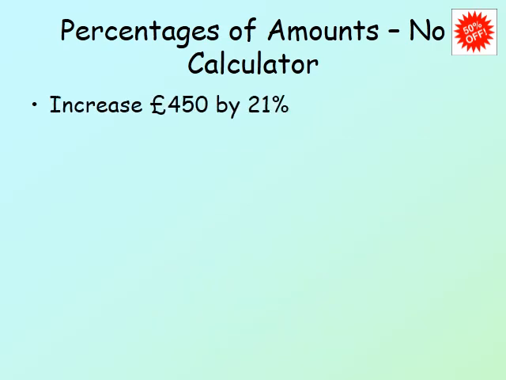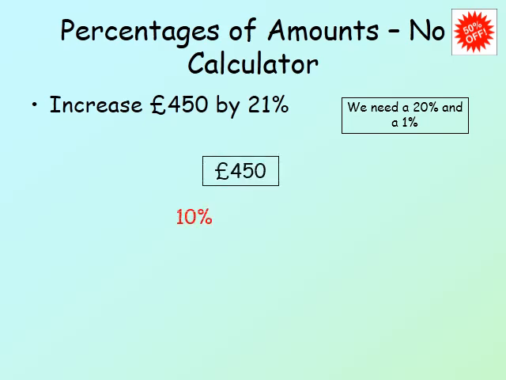Okay, so I hope you are understanding. Moving on then, the other aspect, as I've said, is to increase something. So to increase something, obviously the value is going to go up. So the question is, increase 450 by 21%. So again, we decide what percentages we need. We need 20 and a 1.